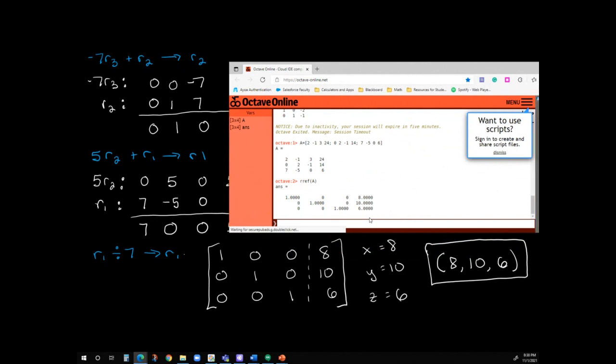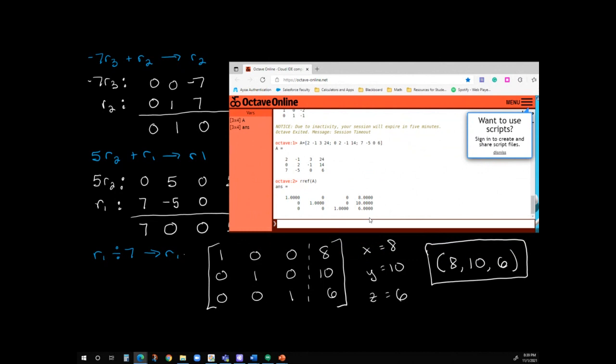Are there any questions on this example? Yeah, practice. It takes time. It is a lot of steps. And that's why I do encourage you to use technology.